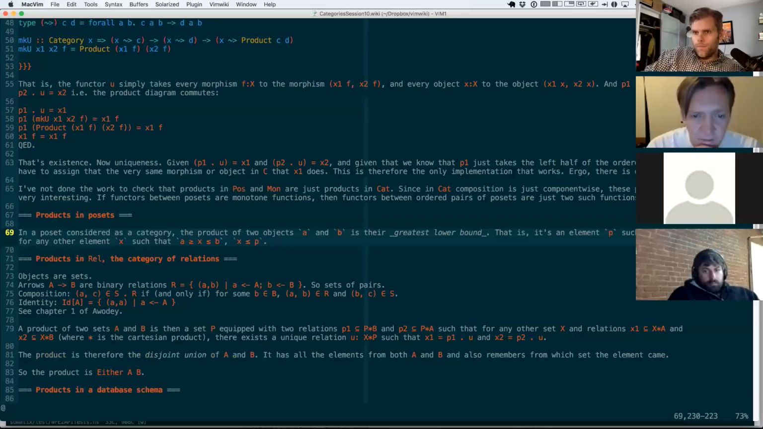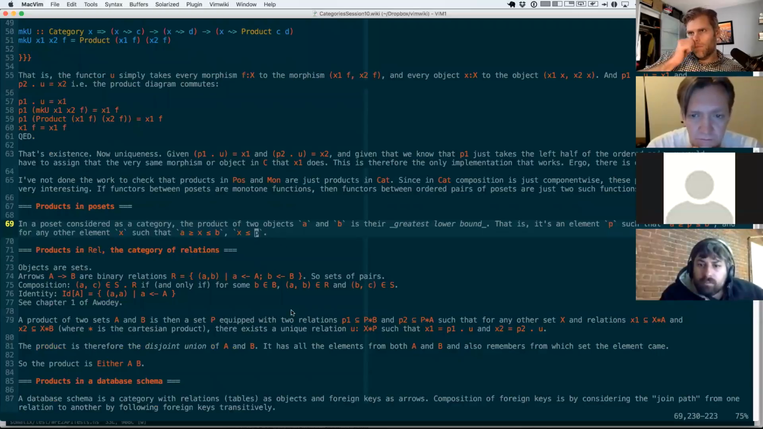Wait, isn't that an upper bound? Yeah. Oh, it's the lower bound of C because it's below both A and B. Oh, okay, gotcha. And X is below both A and B. Gotcha. The comparison of the two lower bounds is such that P is greater than all X. So it's the greatest upper bound. The greatest lower bound. Yeah, if we flip all the arrows, then we have the least upper bound. Right. Okay.